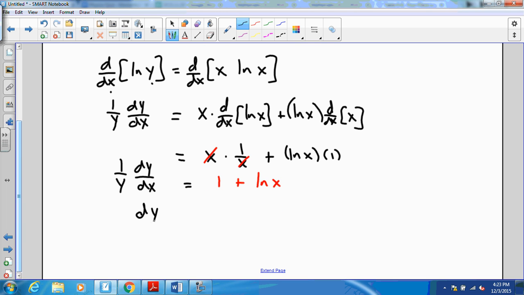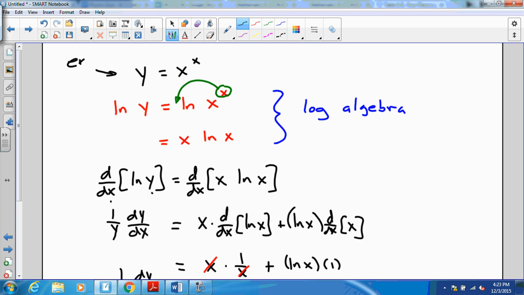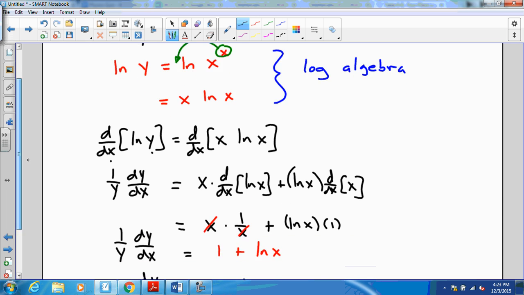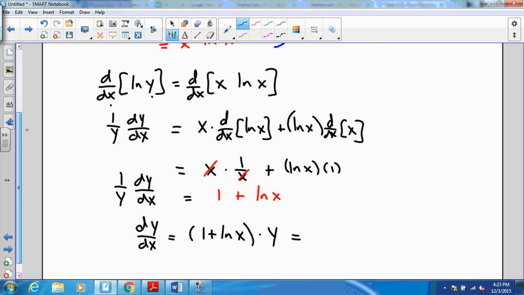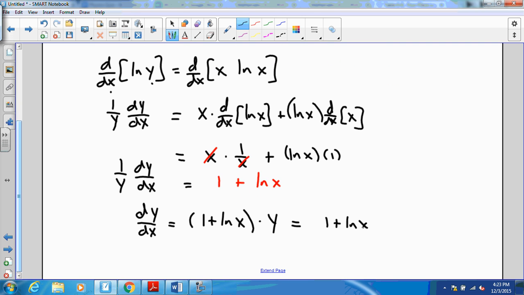On the left-hand side, nothing has changed. We still have 1 over y dy/dx, and we are looking for dy/dx. So we're going to multiply both sides by y. This is a perfectly good answer, but it is not explicit because we have an answer in terms of both x and y. And the original function was given to us explicitly. y is a function of x, and therefore we would expect that the answer should be also. So to get it there, we're simply going to substitute. Since y is equal to x to the x, we can substitute, giving us dy/dx equals this very interesting result, (1 plus ln x) times x to the x. We're going to do some more of this tomorrow, but I wanted to give you a sneak preview.